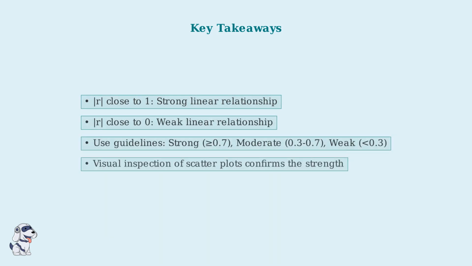Understanding correlation strength helps us determine how reliable our predictions might be and how confident we can be in the relationship between variables. Remember these key points. The magnitude of R indicates strength, with values near 1 showing strong relationships and values near 0 showing weak relationships. Use the standard guidelines and always confirm with visual inspection of your scatter plots.